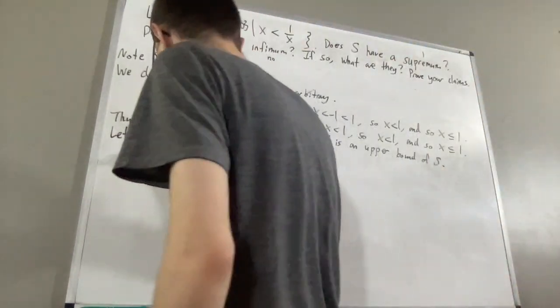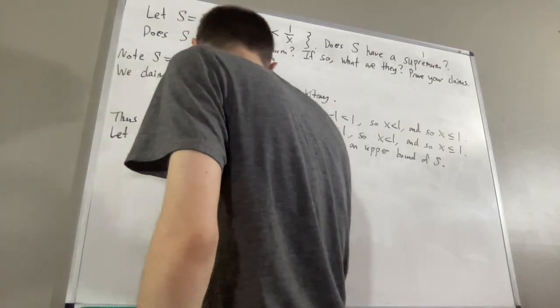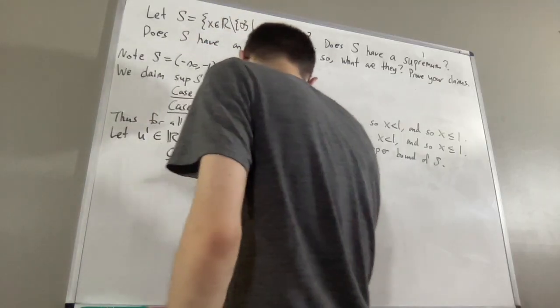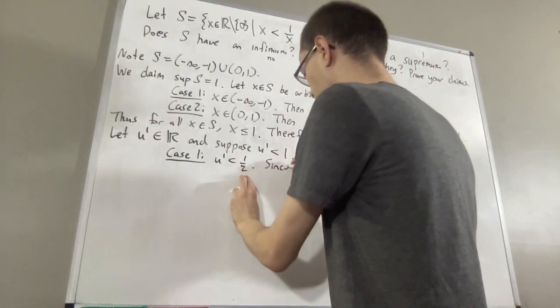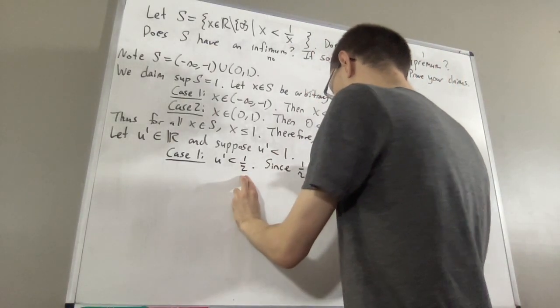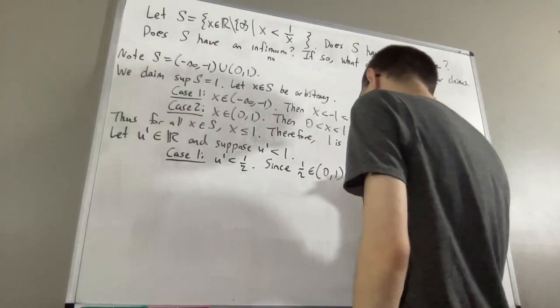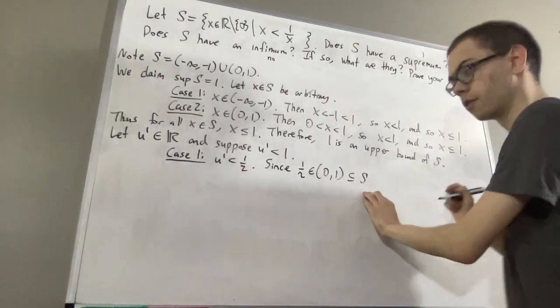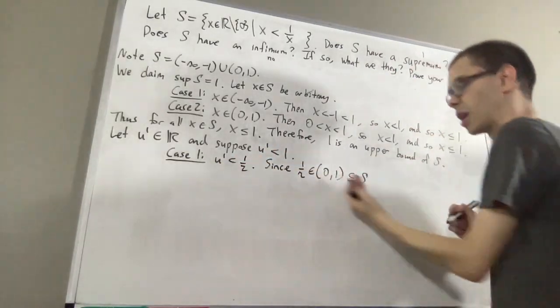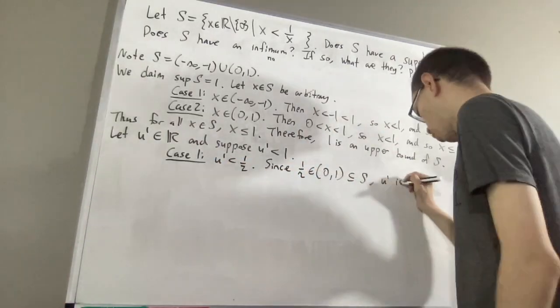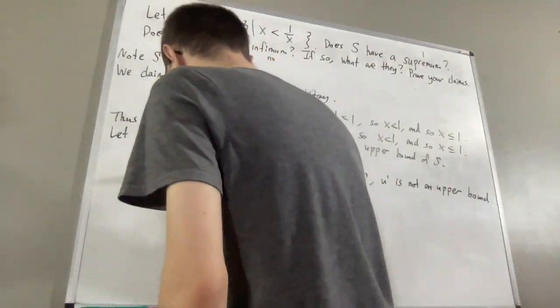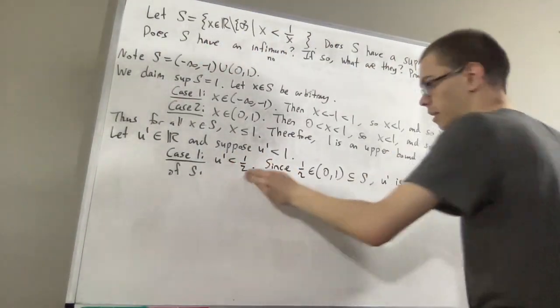We first start with the case u prime is less than 1/2. Well, since 1/2 lies between 0 and 1, basically 1/2 lies in S. So u prime is strictly less than some element of S. So u prime is not an upper bound of S. So we immediately get the conclusion if u prime is less than 1/2.